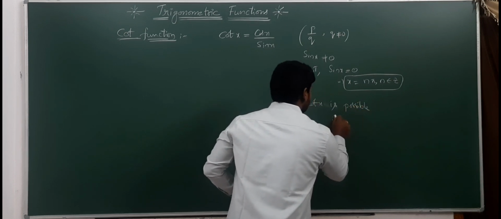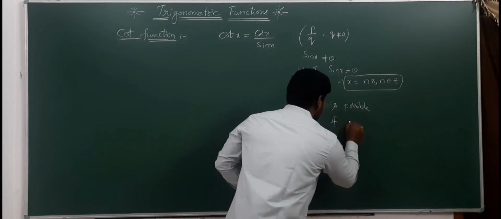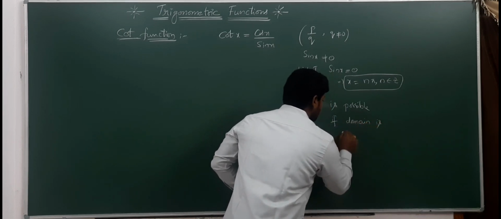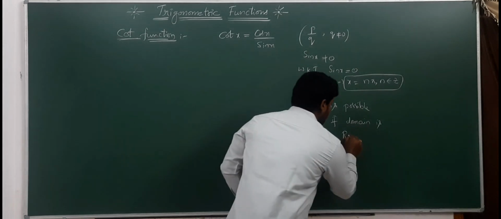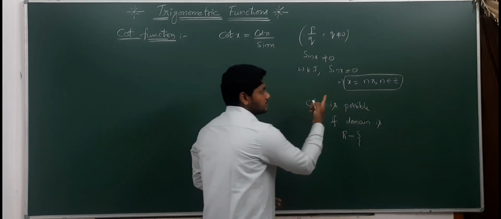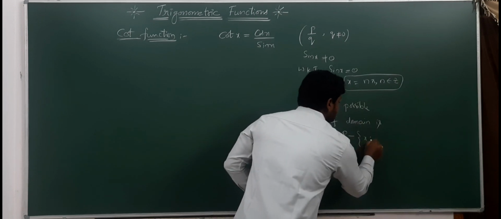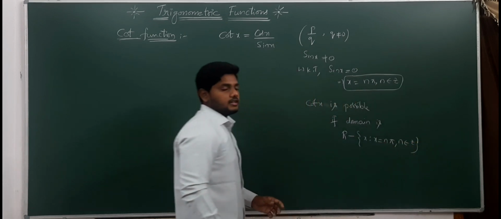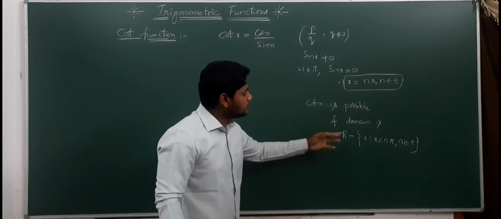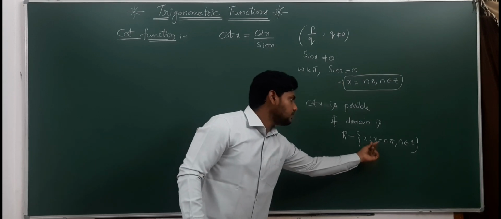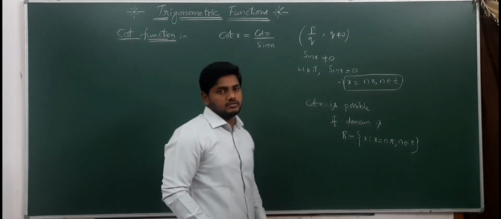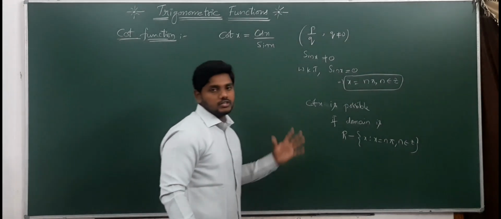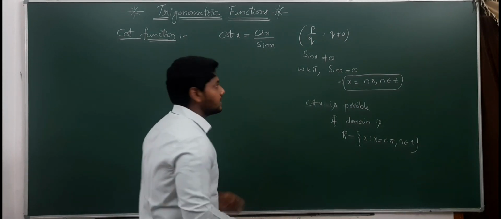if the domain is all real numbers except, for all x such that x equal to n pi where n belongs to Z, right? So in the domain we can substitute any real number except n pi values where n belongs to Z. So that is about the domain. After substituting this domain, what are we going to get? Let us understand through the graph side.